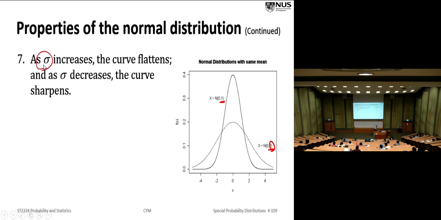So here you see that when sigma increases from 1 to 2, the center is still 0, but the distribution with standard deviation equal to 2 is fatter, while the normal curve with standard deviation equal to 1 is sharper, that means thinner. So what it means is that if the standard deviation or the variance is small, the value of x is more concentrated around the mean, making the probability density higher. While if the standard deviation or the variance is larger, it is less concentrated, or more spread out. That's why you see a fatter curve.